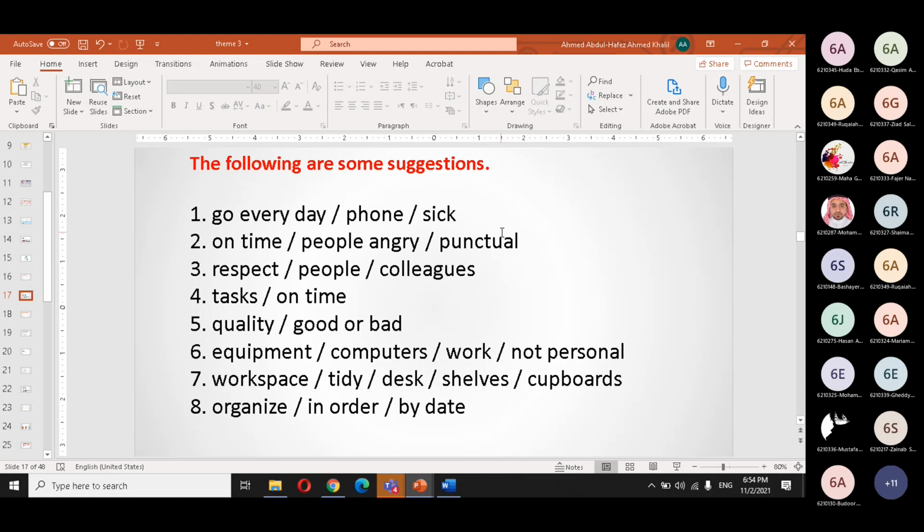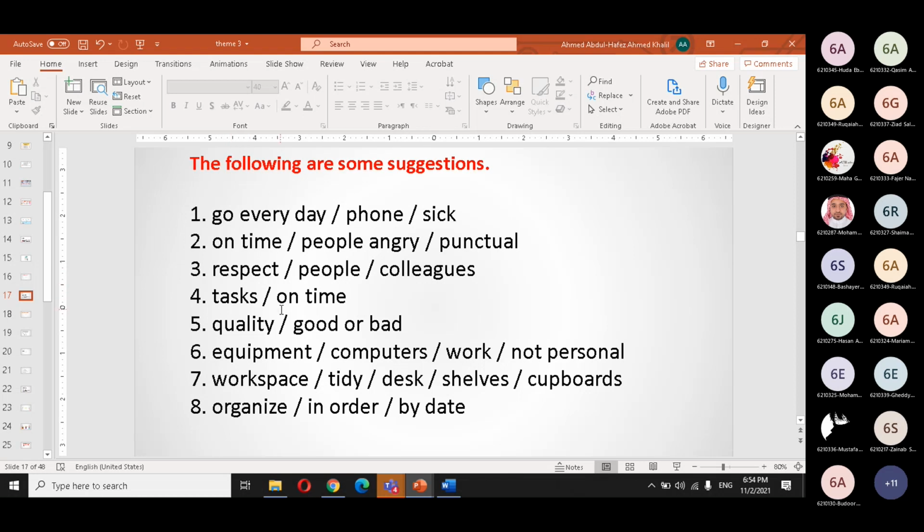Number 2, you must do your work on time, because if you are late, people will be angry. Or we can say you must be punctual. Punctual means on time. This is the meaning of punctual. So you must be punctual. Picture 3, you said the same word: you must respect your colleagues. You must respect your manager.